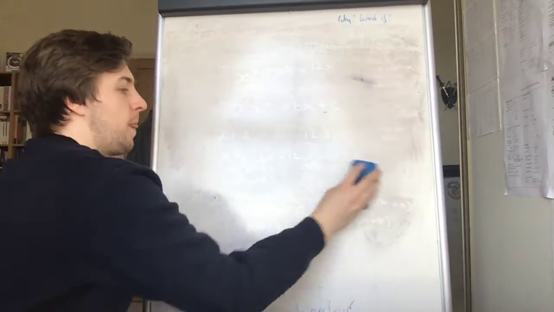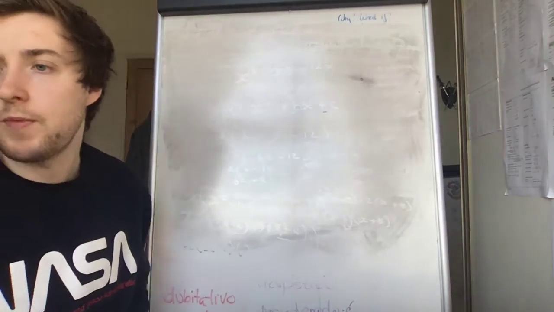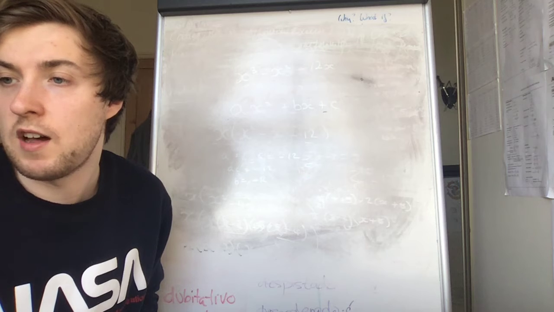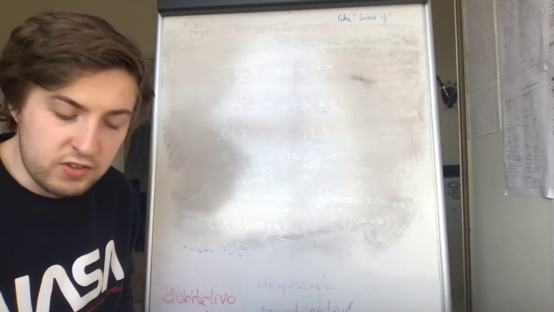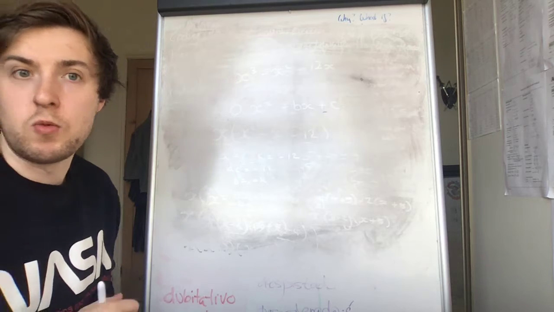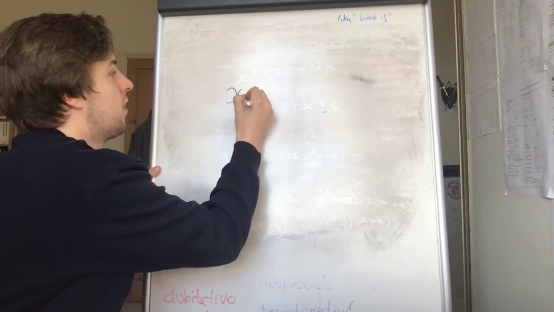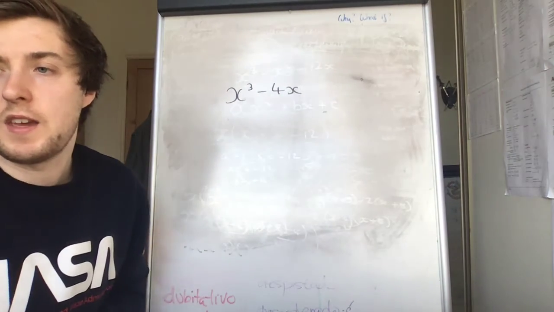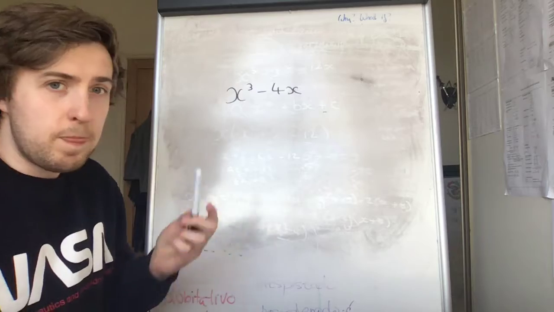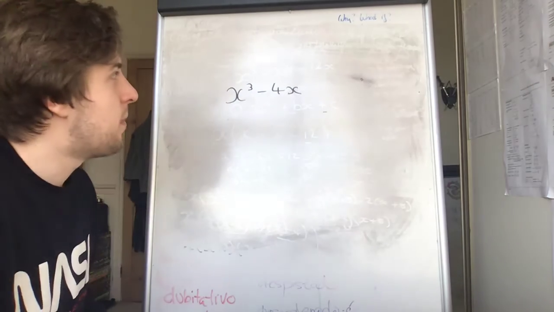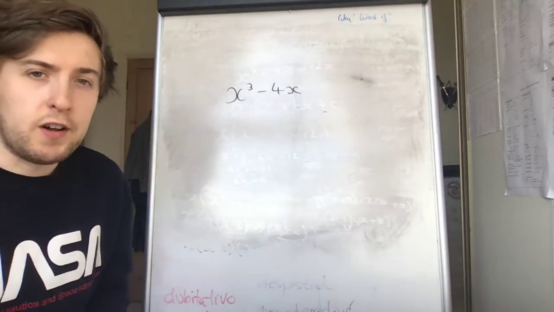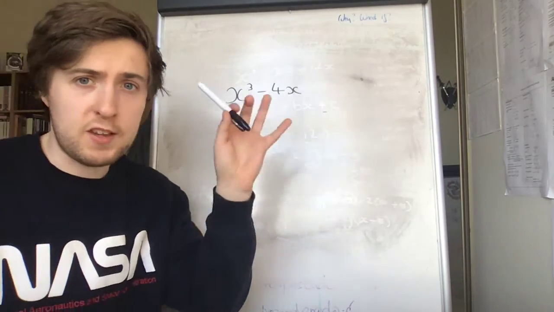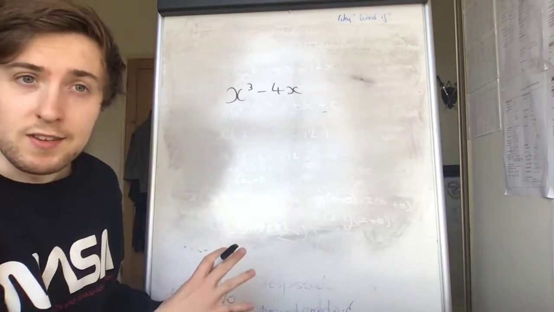What is next? Let's try another one. Let's make it even harder. How about something like, well, not necessarily massively hard, but we'll try this one: x cubed minus 4x. This time, this may be quite scary. I can't just turn it into a quadratic expression, ax squared plus bx plus c. I can't just transform it into that expression.